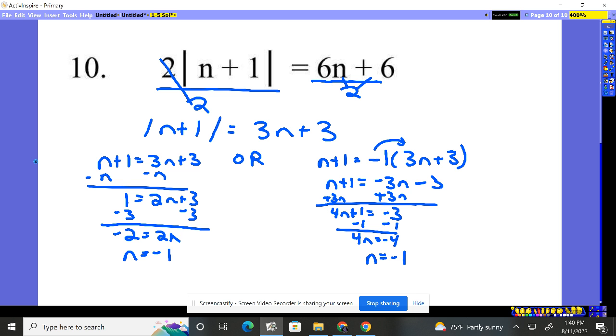Now we do need to see if I plug that in, is that going to work? Notice when you plug in negative 1 here, negative 1 plus 1 is guess what number? 0. Absolute value is 0. 2 times the absolute value of 0 is 0. When you plug in negative 1 here, that's negative 6 plus 6, 0. So yeah, in this case, there's only one solution, but both sides created the same one, which is pretty cool.